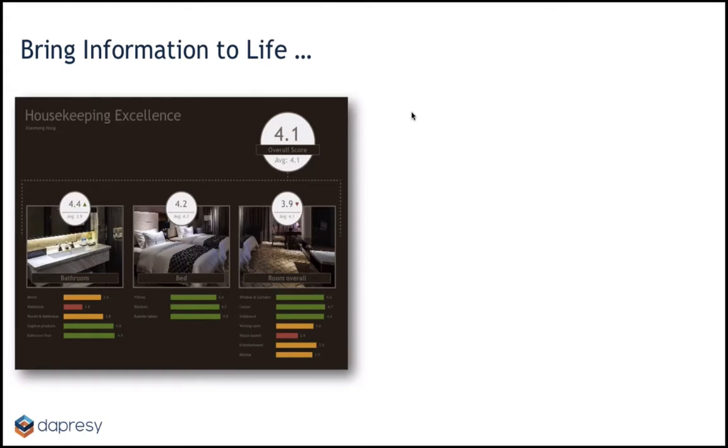This particular dashboard is actually quite a good dashboard. It identifies that there are 3 core areas that are being measured by this group. They measure the bathroom, they measure the bed, and they measure the overall room. Very quickly you can see, in terms of excellence in housekeeping, that we're getting an average score on this particular one of 4.1. Not too bad a result.